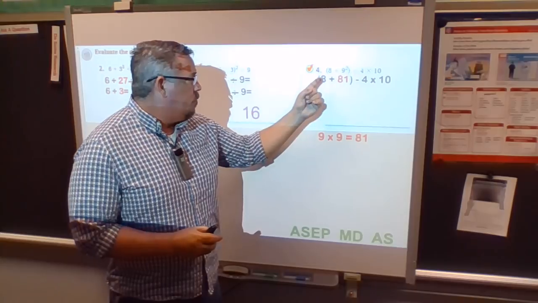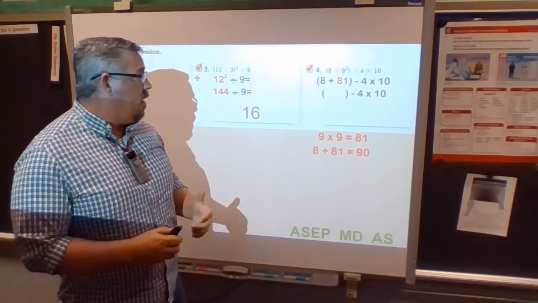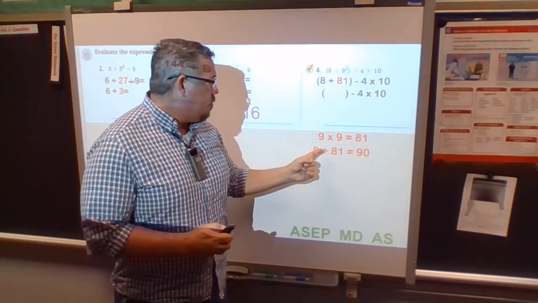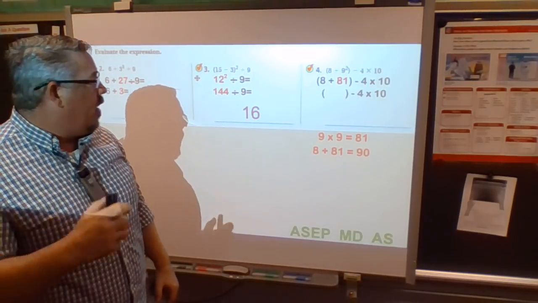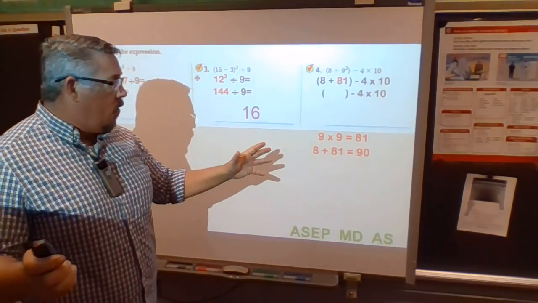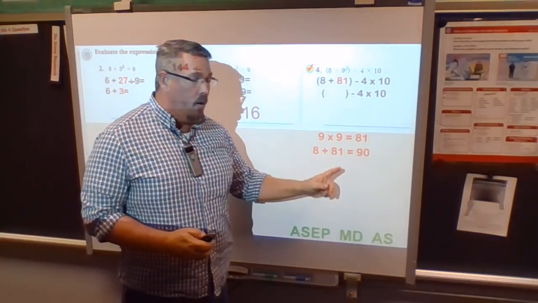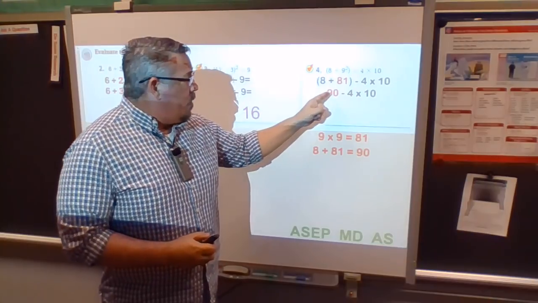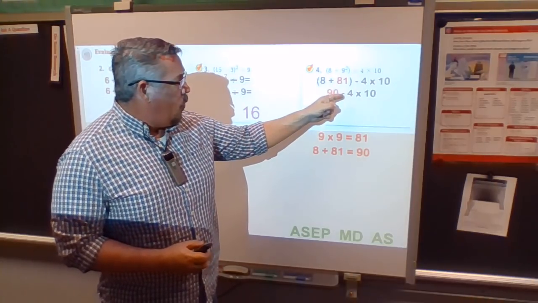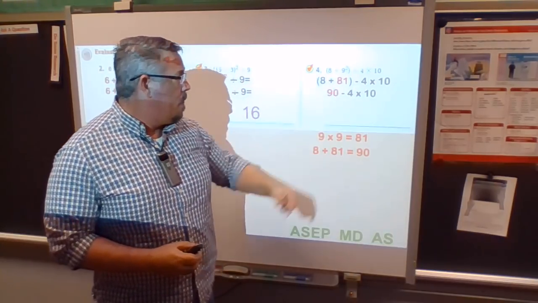Now I can solve for my parentheses. I have 8 plus 81, which is going to be equal to, well, 8 plus 81. Oh, that should actually be 89. I messed up on that, so I apologize. So it's not going to look right on my board. That should be 89. So 89 should be plugged in here, minus 4 times 10.